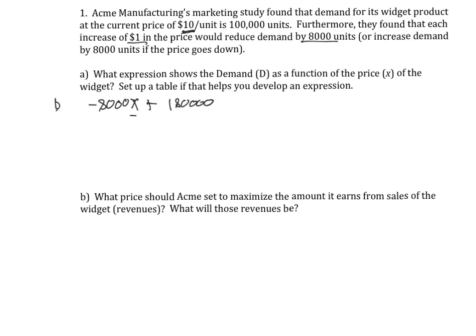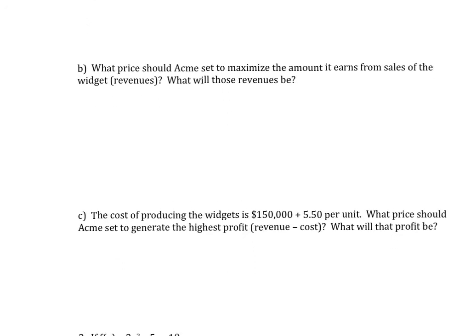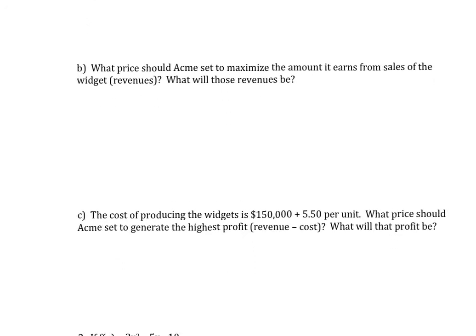Okay, so then we want to figure out, well, how should we maximize our revenues? Our revenues are going to be equal to the number of units we sell, which we already know is equal to negative 8,000x plus 180,000. And we have to multiply that by how much we'll earn for each unit, which again is x. So that's going to give us negative 8,000x squared plus 180,000x, which will be equal to our revenue.